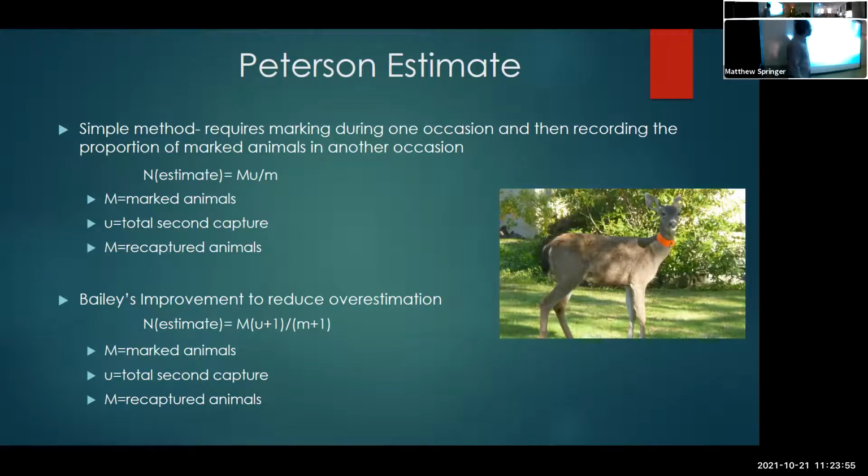It is basically a two-occasion trapping event. The first time you trap, you mark animals, and the second time you trap, you record the number of marked versus unmarked animals you capture. We're going to walk through an example. You take the number of marked animals, multiply it by the total of the second capture, and divide by the number of animals you recapture.